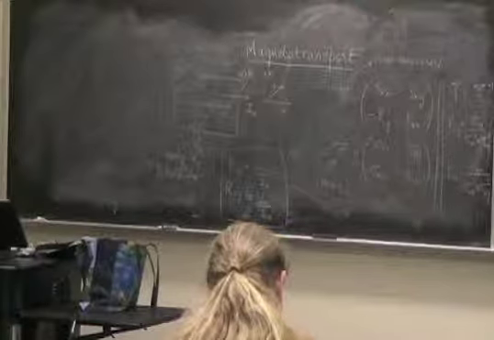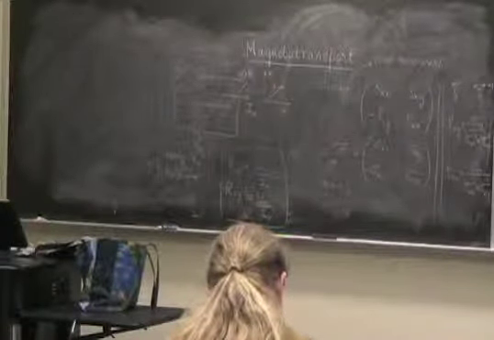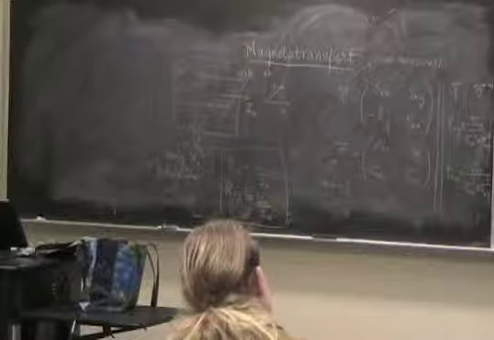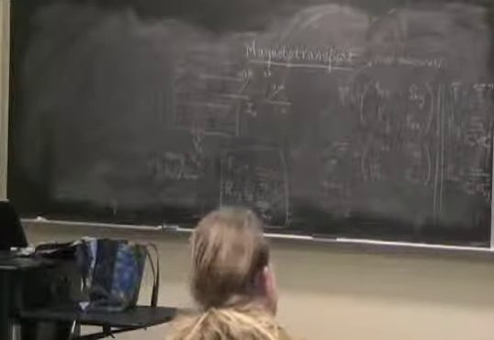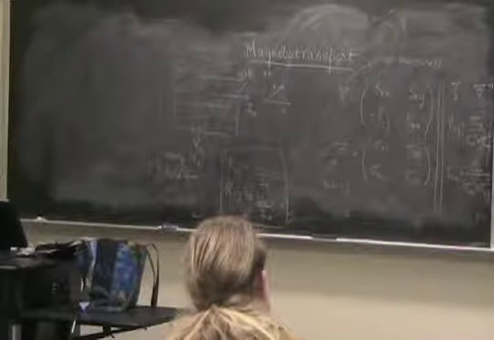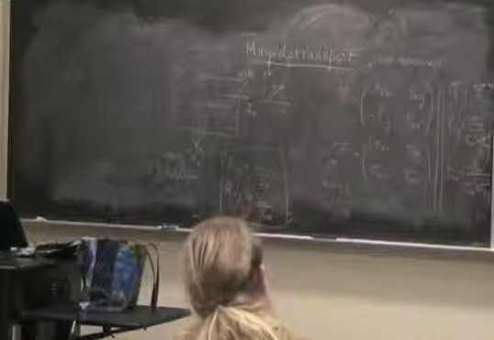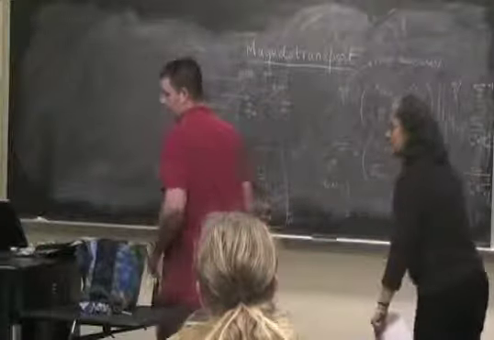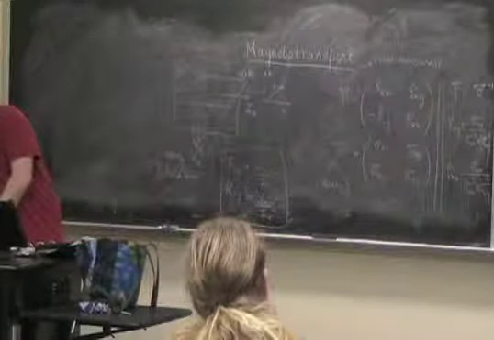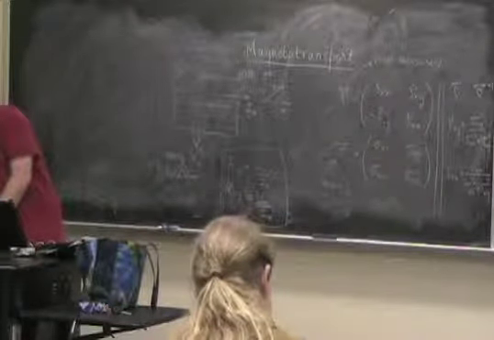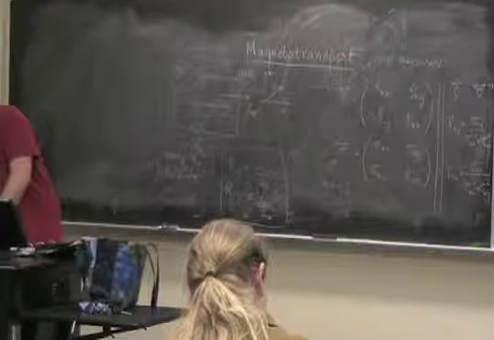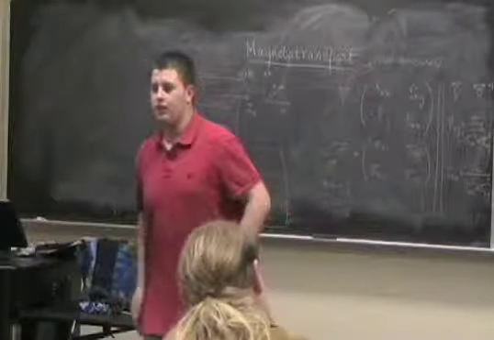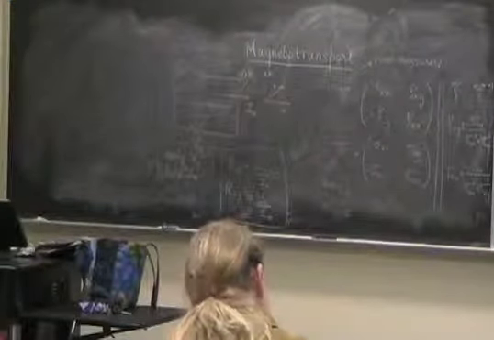Okay, so let me plot sigma. So this is now sigma xy, which is now nu e squared over h. And here is nu. And nu is called the filling factor. It is basically the number of electrons over the number of flux quanta, which was the same as N over B over phi naught. So we're going to change nu, and basically sigma xy does this.